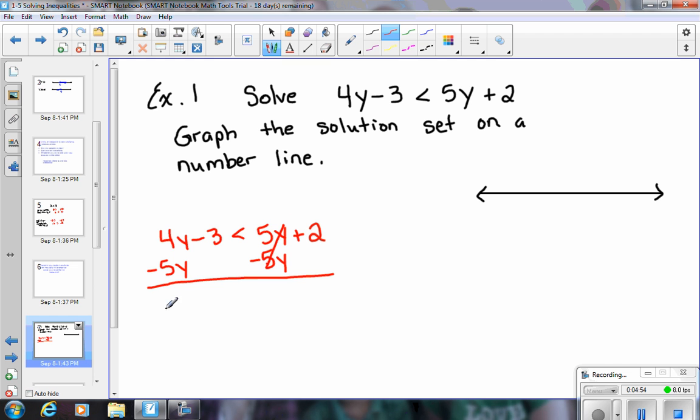And I get -y minus 3 is less than 2. Next, I'm going to add 3 to both sides.